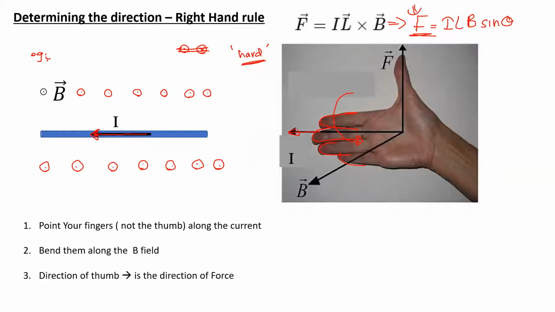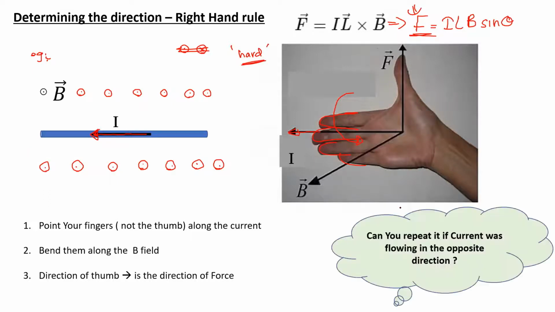An important thing, when you curl your fingers, you have to make sure you always curl into your palm. Like this, just like a thumbs up. Don't do this, okay? I've seen people try to do this. You can't curl your fingers the other side, you will break your hand. So like this. Now I want you to repeat the same thing if the current was going the other way.